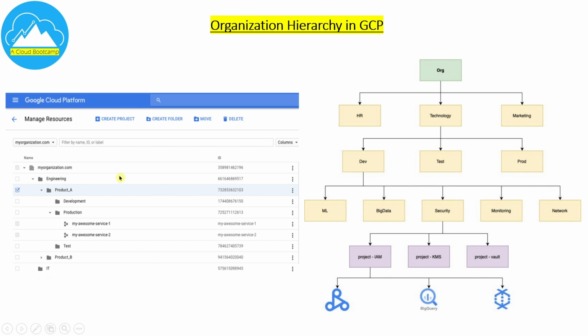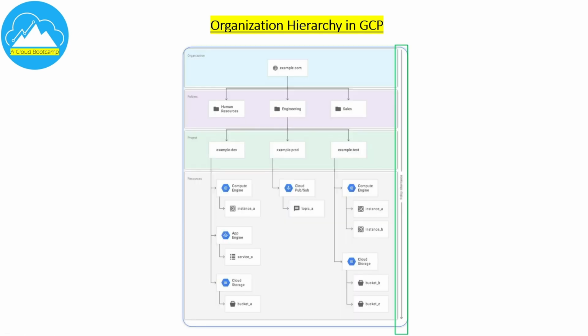So if we look at this again, inside product A we have development, and we have another folder called production. Inside production, we have projects like My Awesome Service 1, for example, and so on. I've also added another picture so that it can give you more clarity.